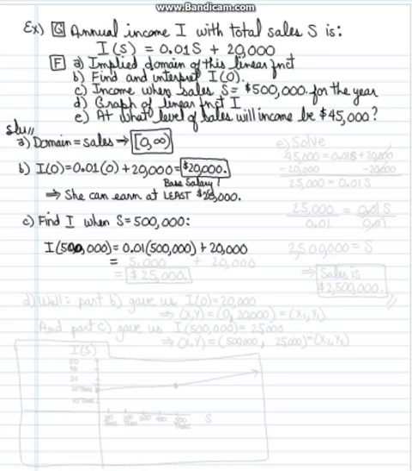That's equal to 5,000, a result of 0.01 times 500,000, plus 20,000, which is equal to, we'll put a dollar sign now, $25,000. So if she sells $500,000 worth of screen doors, she will make $25,000 that year. Okay, Part D says graph this linear function.